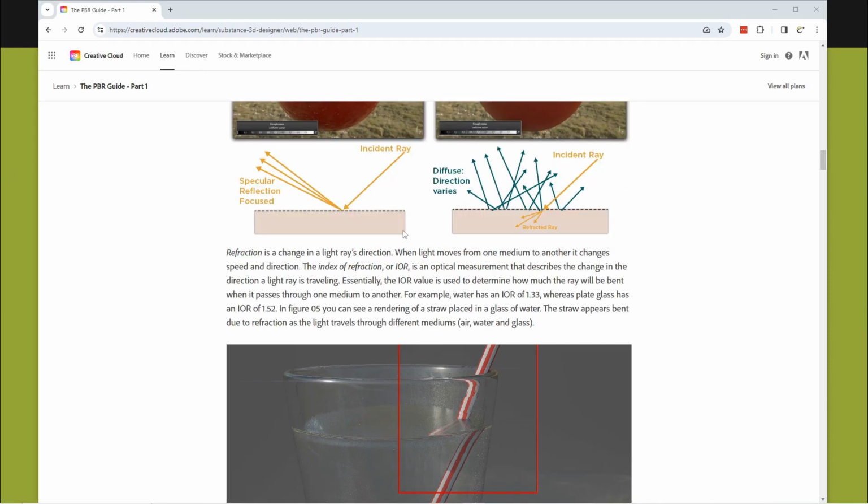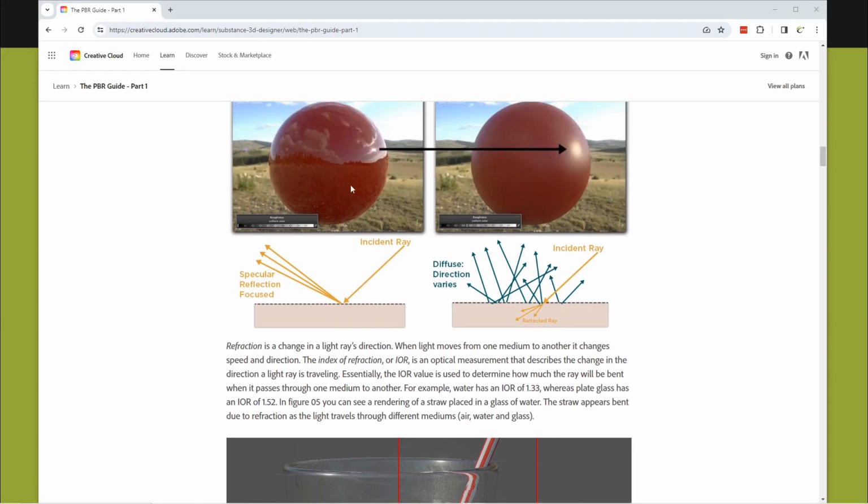So here we have some diagrams where we have a smooth surface, the incident ray and the specular reflection is focused, like in the previous picture, and here we have the incident ray where everything is refracted, and the diffuse reflection goes in all sorts of different directions for the light, which is this example here.